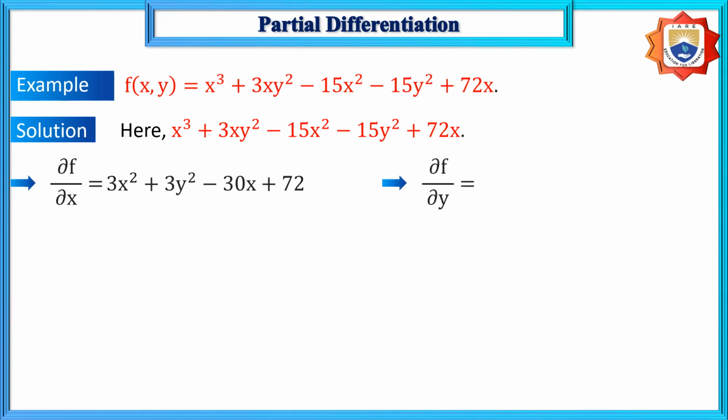And what is dou f by dou y? Yes, anybody can guess? Sir, 6xy minus 30y. Yes, good, that's 6xy minus 30y. And here, what is r? r is nothing but dou square f by dou x square.